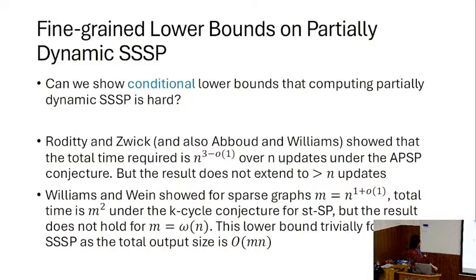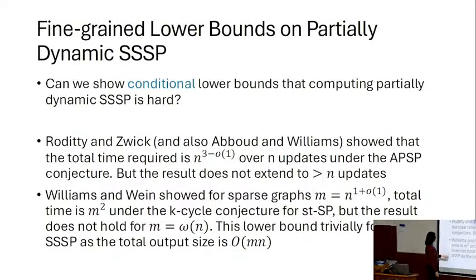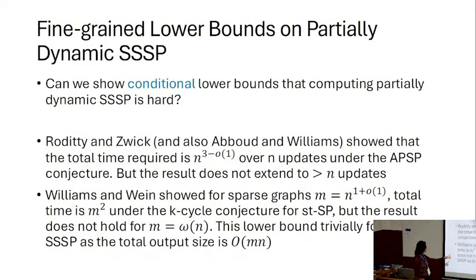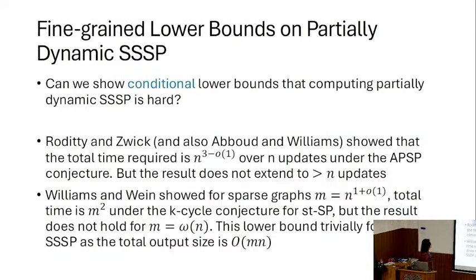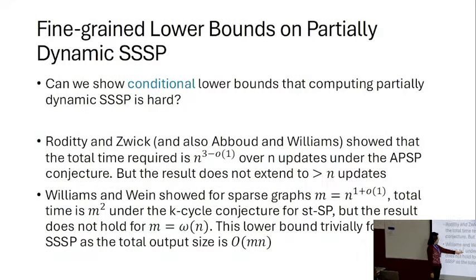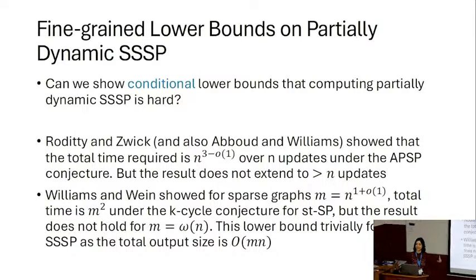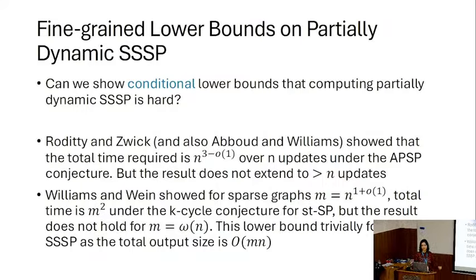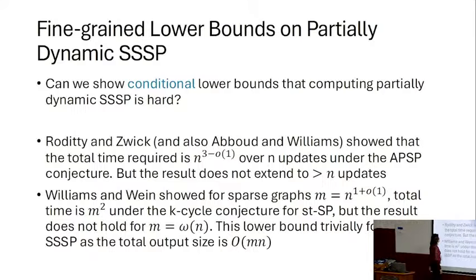Then there is a more recent result, from 2004, I think, which gives you a total time of n squared, basically ruling out that you can do anything better than Dijkstra. But that only holds when the graph is really sparse, when m is about order of n. Otherwise, that lower bound doesn't extend beyond that.